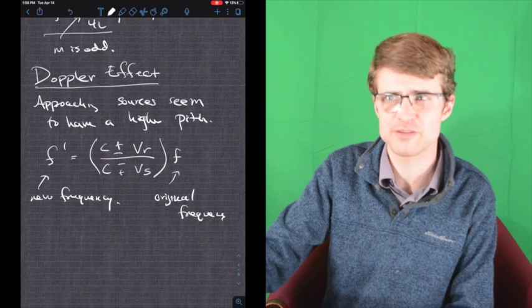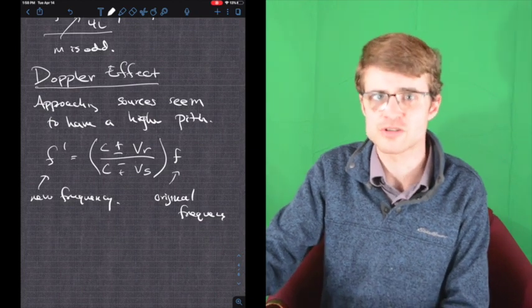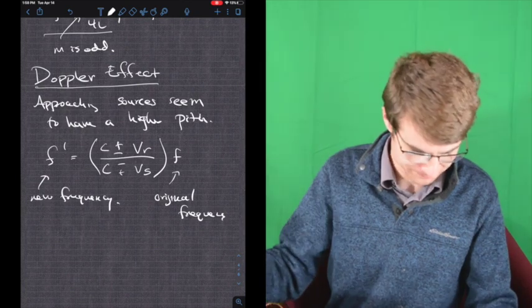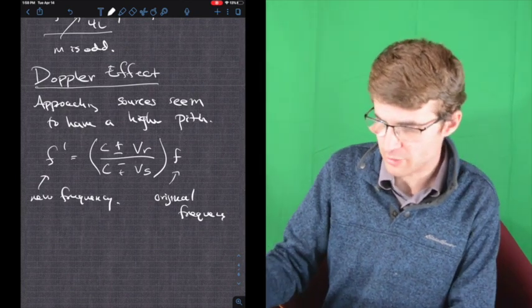And by the way, I believe that's the way an ultrasound works as well, just using the Doppler effect to do mapping and imaging. Okay, so that's the Doppler effect.